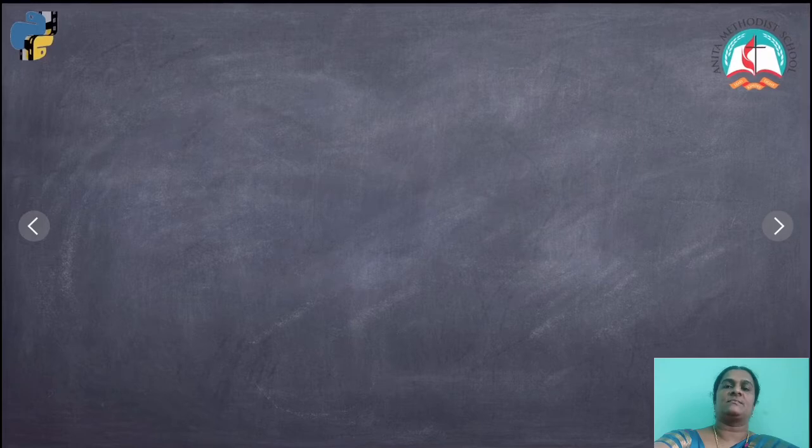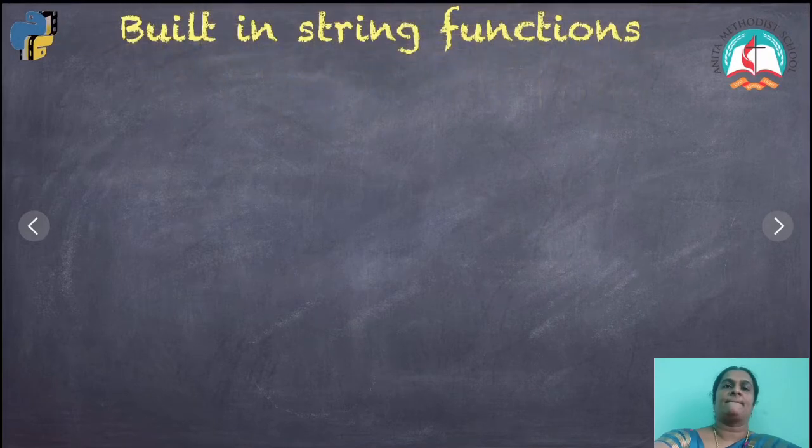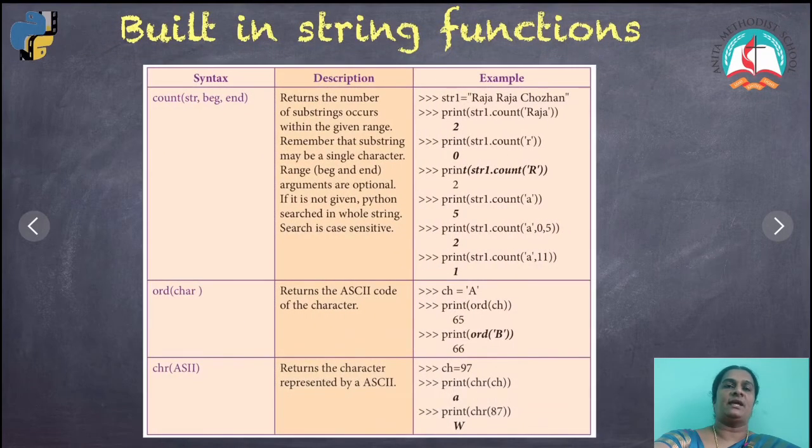So next we are going to see again a few built-in string functions. So what is count? See, string dot count, substring, beg and end. Beg stands for beginning, end stands for end. It returns the number of times the substring occurs within the given range. So here string count Raja is given, it displays 2. So the substring occurs 2 times.